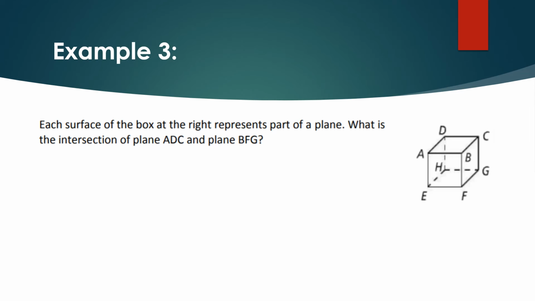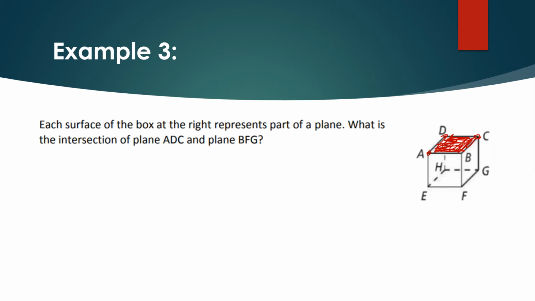Example 3. So it says each surface of the box on the right represents a plane. So these sides are going to go on forever. And they're asking, what is the intersection of plane ADC and plane BFG? So I always find that the best way to do these problems is just to highlight the planes that they're talking about. So ADC. Here's A, here's D, and here's C. So they're talking about the whole top plane. So remember, the plane only needed 3 points to be named. So that's the whole top plane.